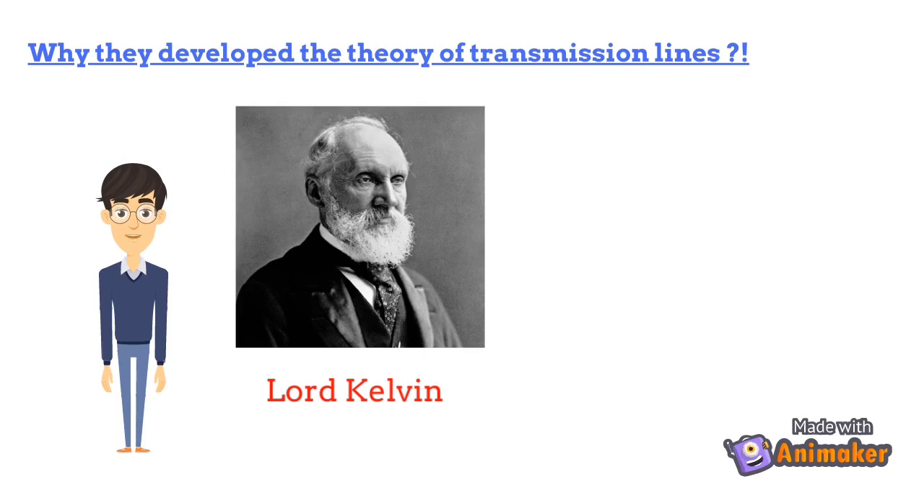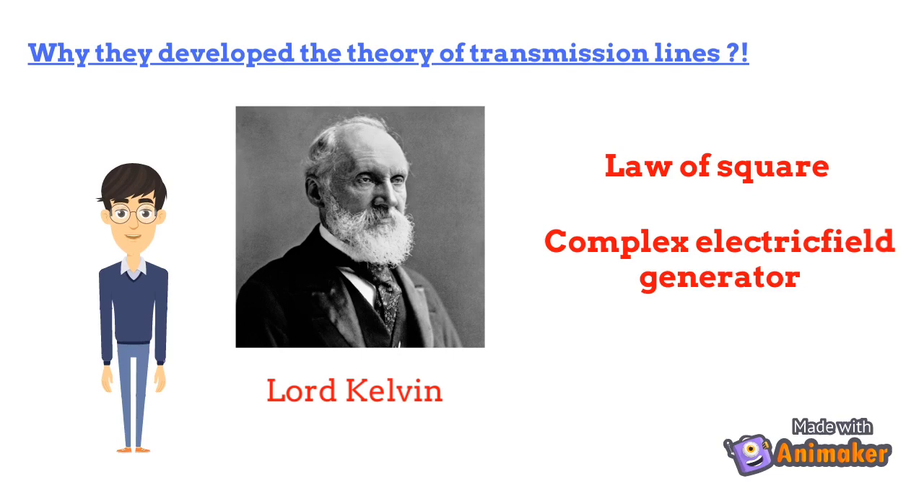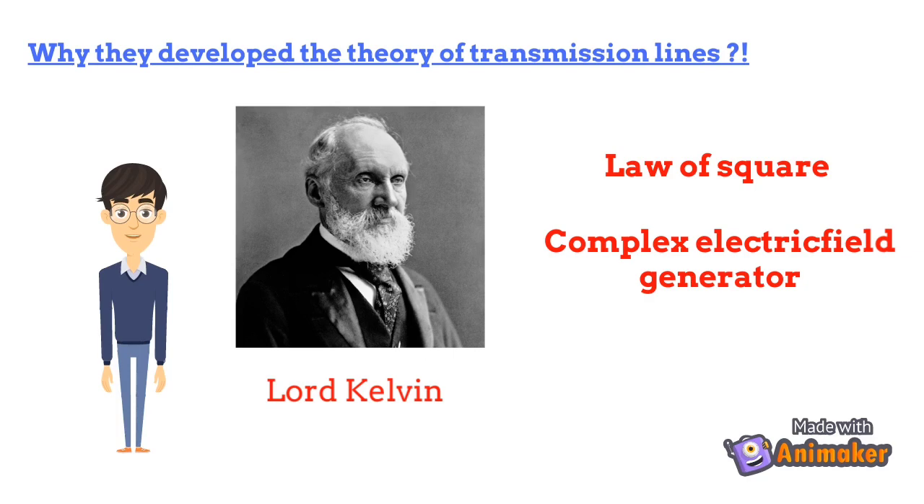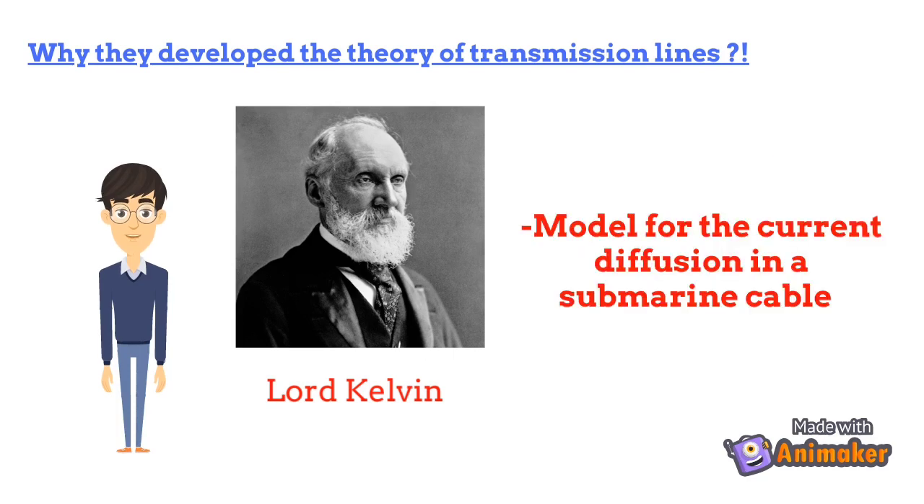But Lord Kelvin believed that his law of squares showed that retardation could not be overcome by a higher voltage. So he designed a complex electric field generator that minimized current by resonating the cable, and a sensitive light beam mirror galvanometer for detecting the faint telegraph signals. In 1855, Lord Kelvin formulated a model for the current diffusion in a submarine cable based on its capacitance and resistance, but since long submarine cables operated at slow rates, he did not include the effects of inductance.